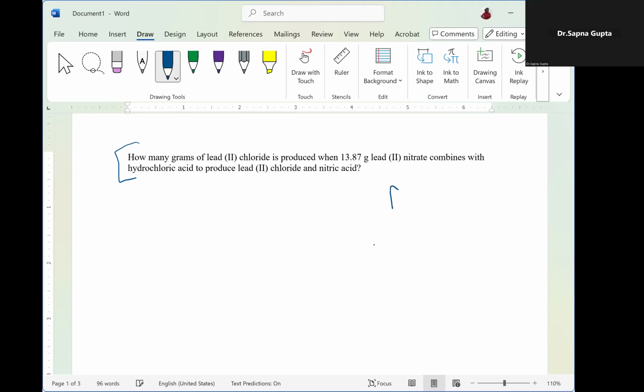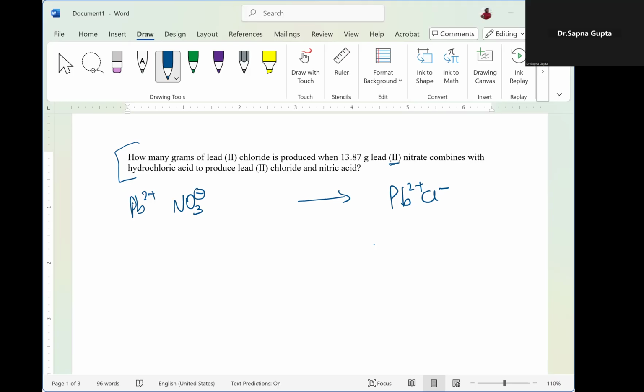So I'm just going to write lead-2 chloride because I don't know the formula yet. I'm just writing what is being produced because, of course, I have reactants and I have products, so this is a product. When 13.87 grams of lead-2 nitrate combines with hydrochloric acid. So again, lead-2, remember that 2 is actually for the 2 plus, and nitrate, and there's nothing I can do about this one. You have to know your polyatomic ions.